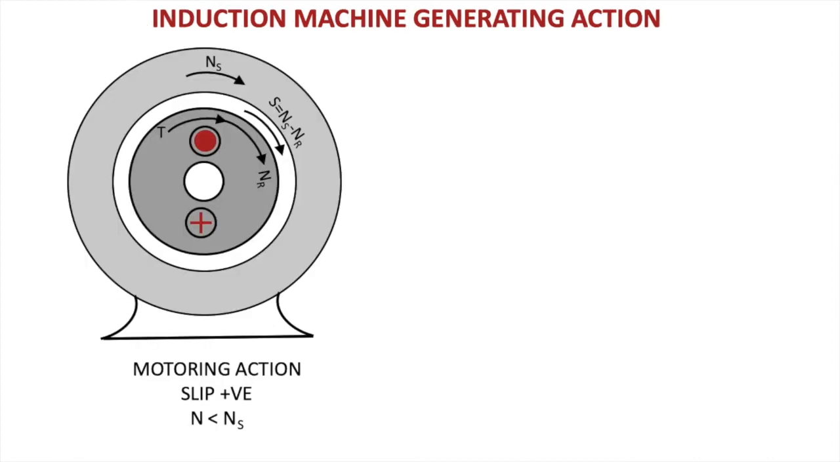Now suppose this is an induction motor which was rotating in the clockwise direction initially and the slip was in the same direction because the rotating field is also in the clockwise direction. So in the same direction the slip was equal to Ns minus Nr and the torque was also produced in the same direction, and it was for the positive slip, and here the rotation of the rotor, NR, is less than the synchronous speed. So that is the motoring action.